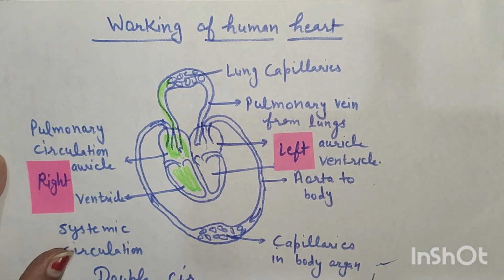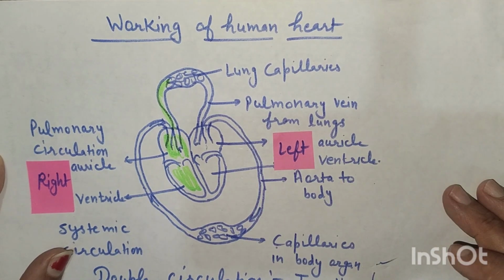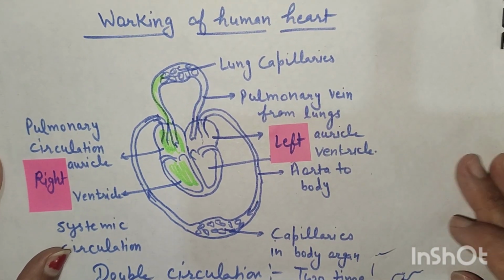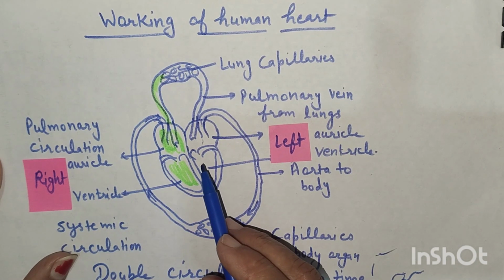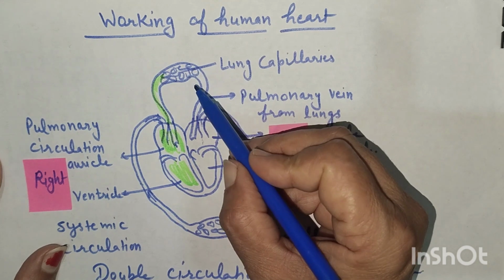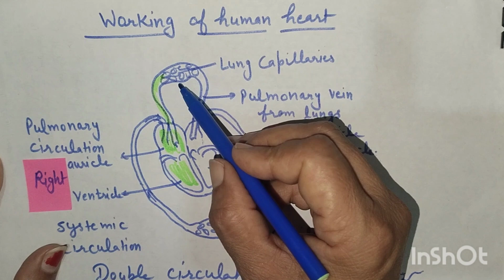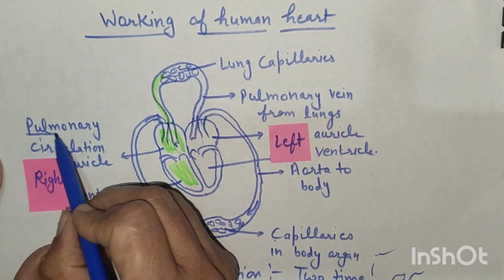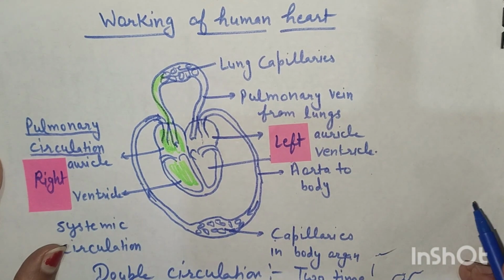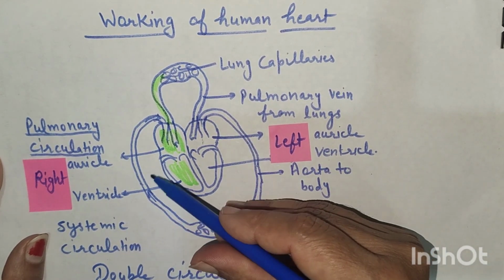Double circulation, because blood circulates two times in the human heart. That's why this is called double circulation. Here the blood goes to the lungs through the pulmonary artery. Because it is purified, or oxygenated, here, that circulation is called pulmonary circulation. And the aorta sends the blood to the different body organs.